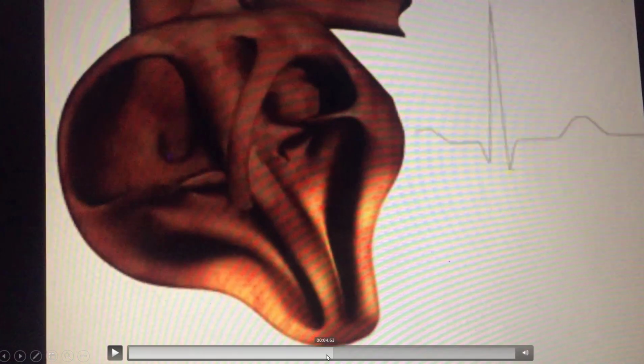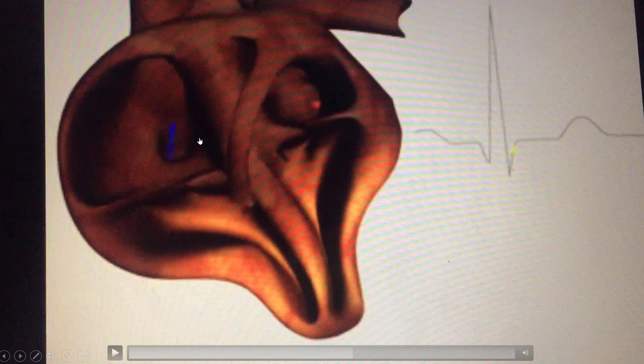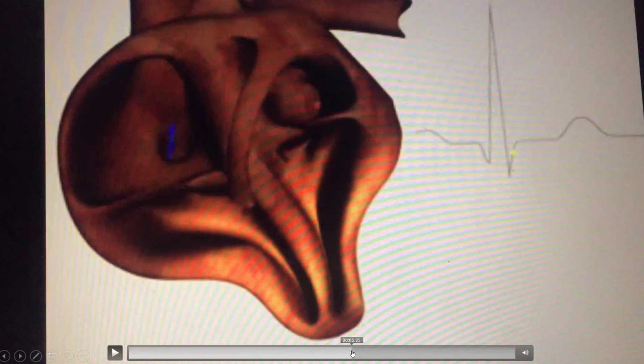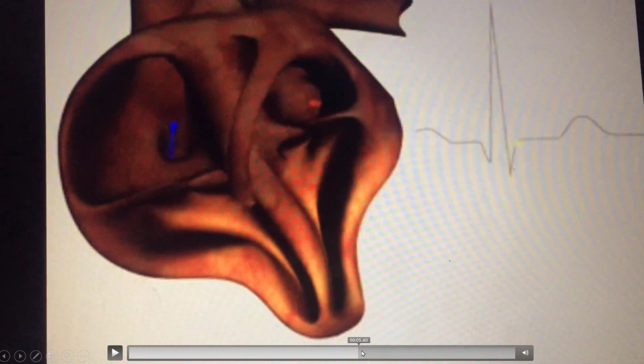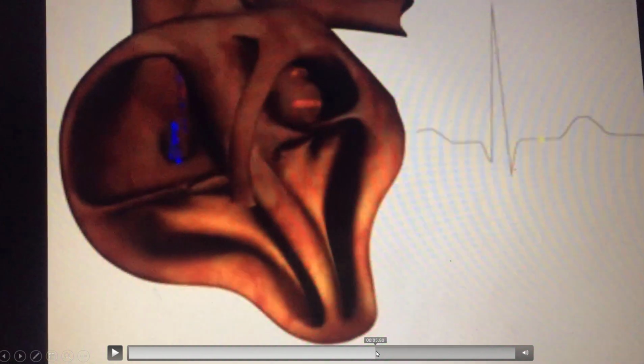Here you can see that during this contraction, the valves open and the blood then flows into the aorta and the pulmonary artery.